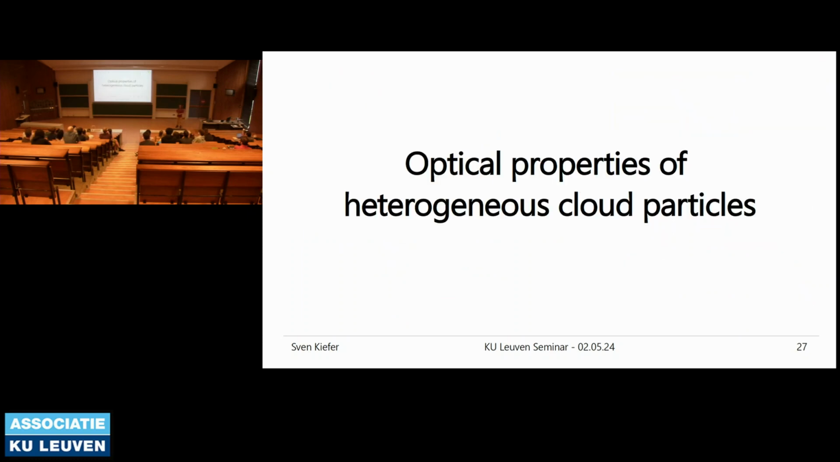And this brings me to the second topic today. This is optical properties of heterogeneous cloud particles. Because as we have already seen, there are many, many different materials that can form clouds, and clouds in exoplanets can be potentially quite heterogeneous. And so we need to figure out a way to deal with that.